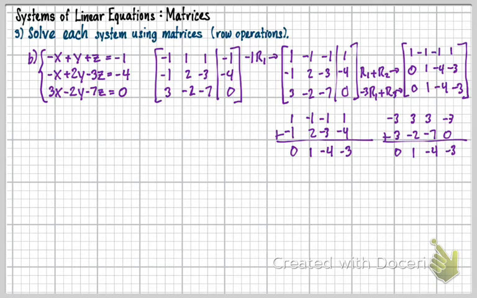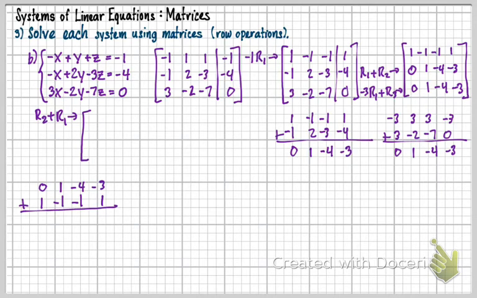Okay, so what I'm going to do here is replace that first row by R2 plus R1. And then I'm going to add those together. I'll show you what that looks like below here. So that's going to be 0, 1, negative 4, negative 3, and then my row 1 here, which is just this row right here, and it's going to be 1, negative 1, negative 1, 1. I'm going to add those together.